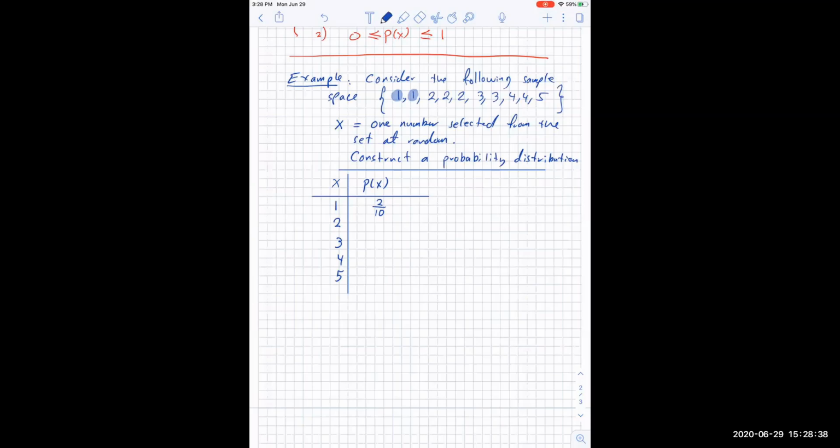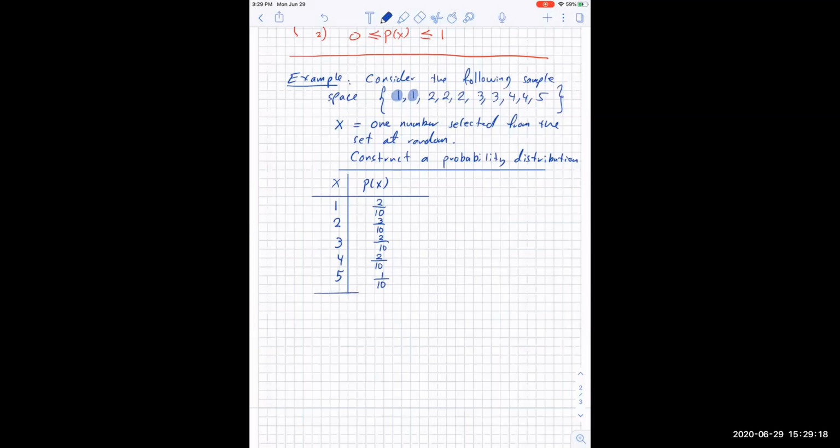What is the probability of selecting a 2? 3 out of 10. Probability of selecting a 3, 2 out of 10. Four, 2 out of 10. Five, 1 out of 10. That's the probability of each value of X.